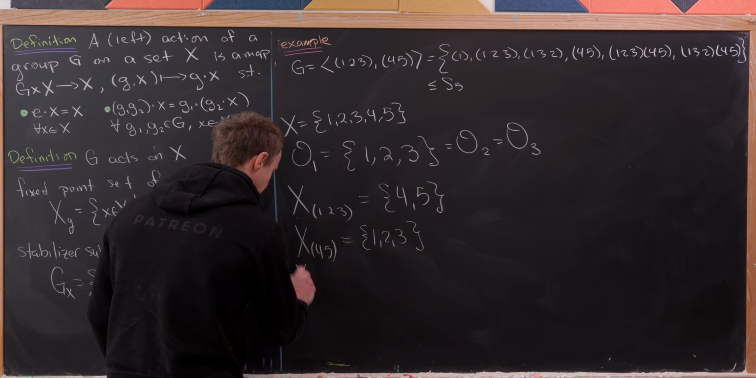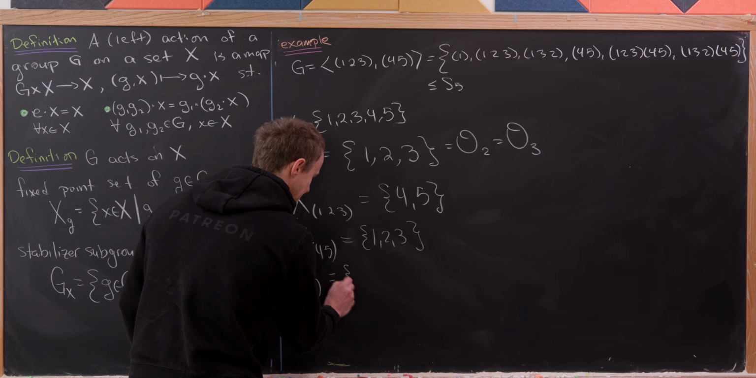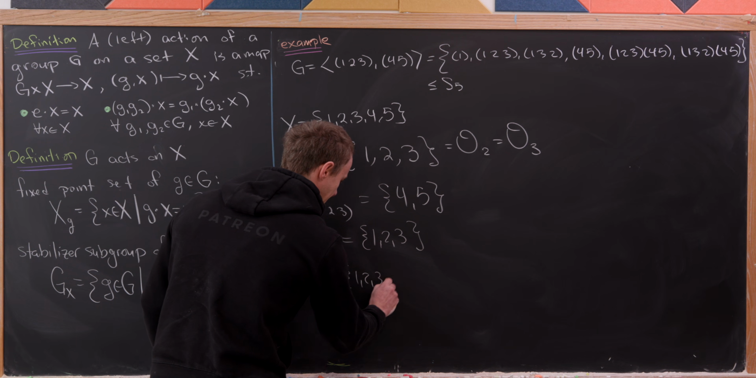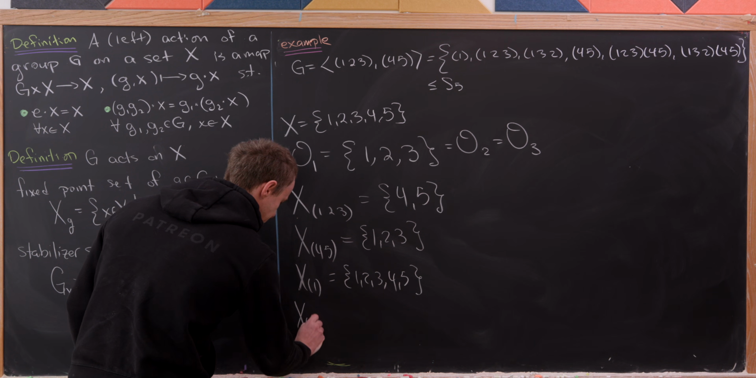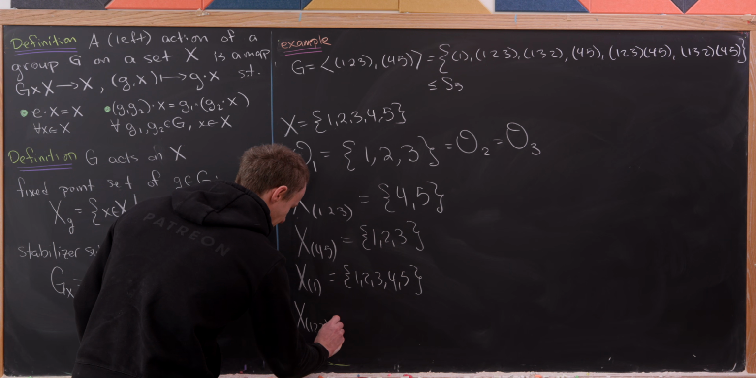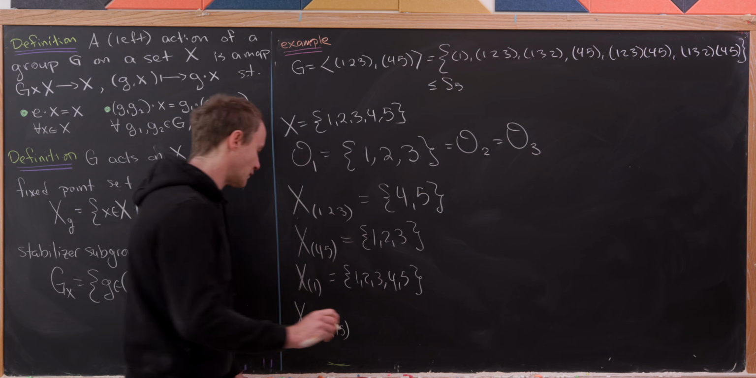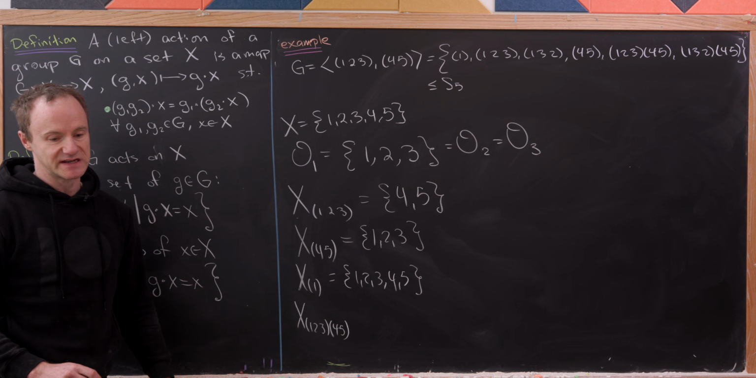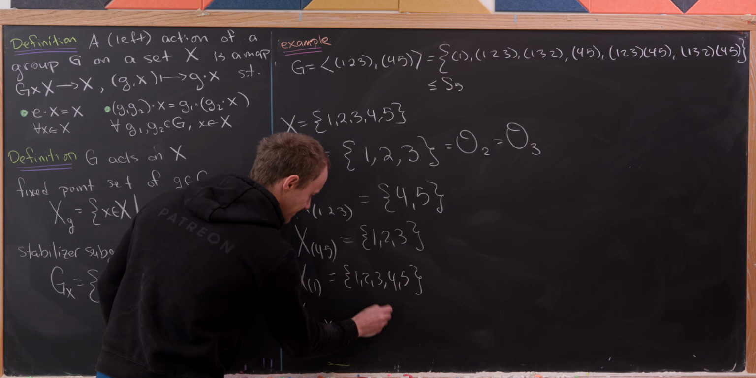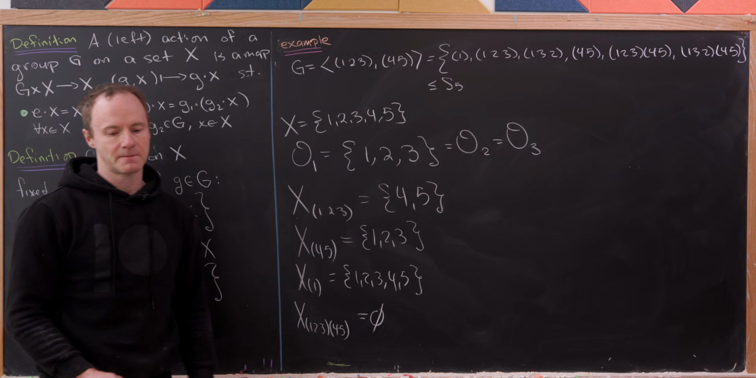And then I guess we could do X of just the identity element, and we'll get the whole set. I think that's pretty clear because the identity element fixes everything. We could also do X of the product of these two things, (1 2 3) and (4 5). But notice nothing is fixed under this element, so that would simply give us the empty set, which is okay.